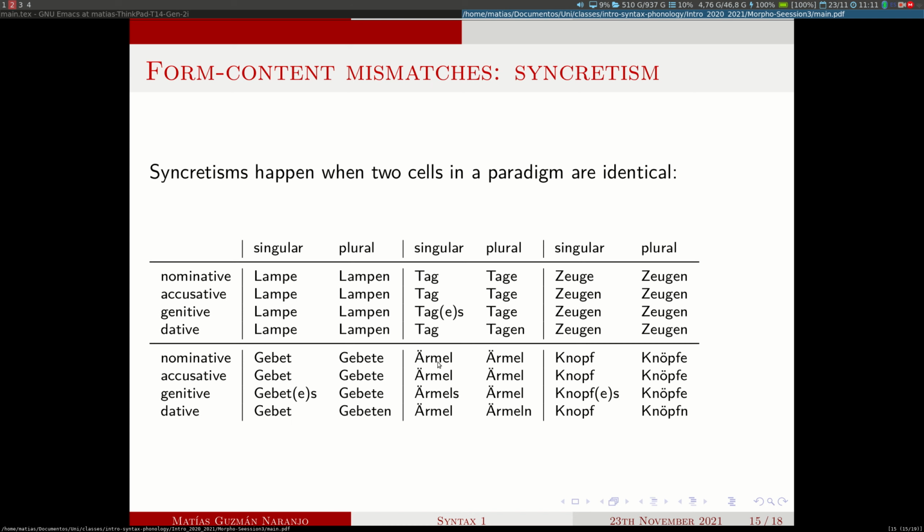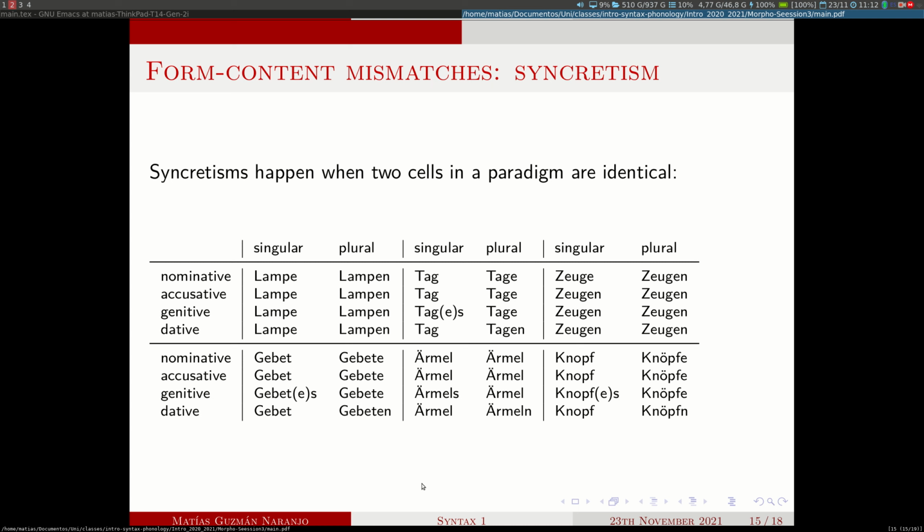So Tage and Knöpfe contrast the singular and the plural. Ärmel doesn't. Ärmel is identical across the singular and the plural. And something like Beet is basically the same thing as Tage. These are just a couple of examples of inflection classes in German. You have all the possibilities. You can find nouns which mark every one of the cells differently from the others. So it is quite a dramatic example.